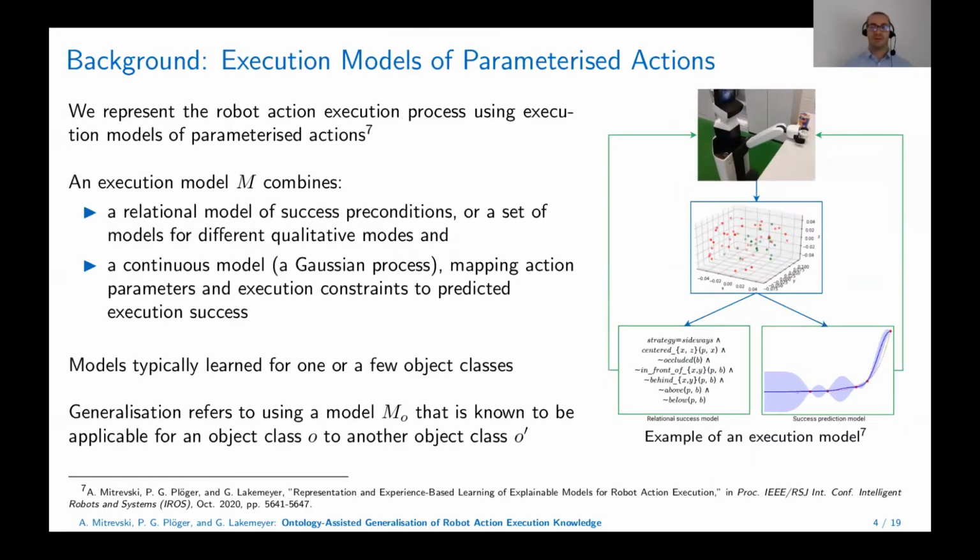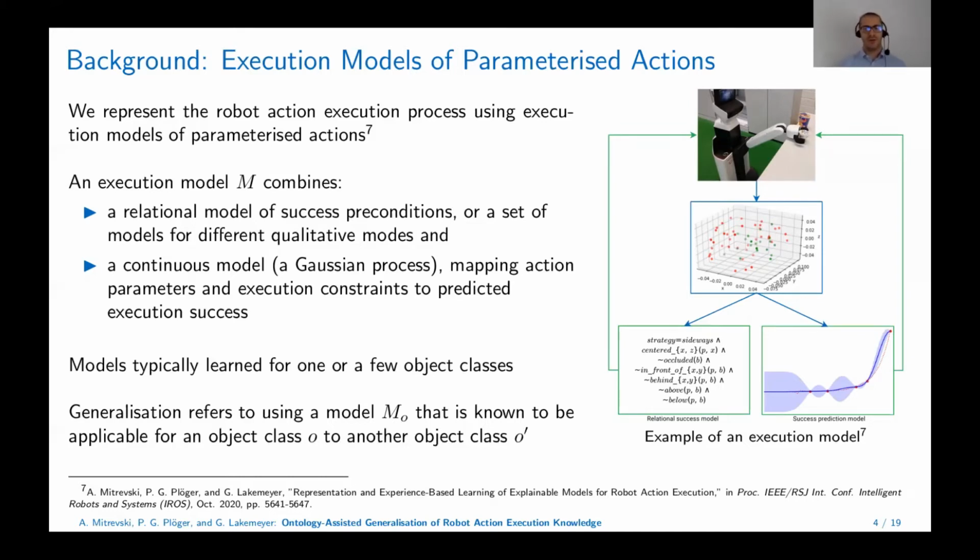For guiding the process of action execution in this work, we use execution models of parameterized actions, which we presented at last year's IROS. An execution model example is shown in the figure on the slide. An execution model of this type consists of two components. The first component is a relational model that defines qualitative conditions under which an action succeeds. If the action is performed under multiple qualitative modes, the relational model is actually a set of relational models. The second component is a Gaussian process that maps action parameters and potential execution constraints to a numerical value that represents the predicted execution success given the parameters.